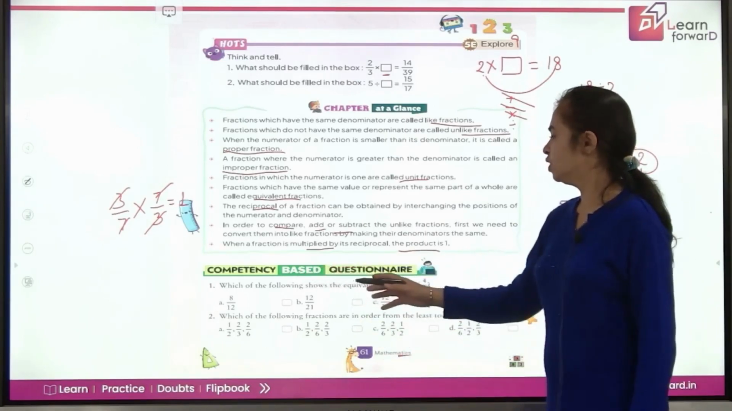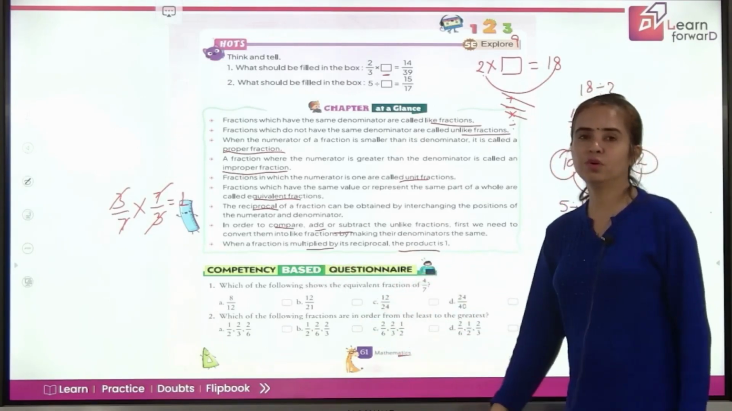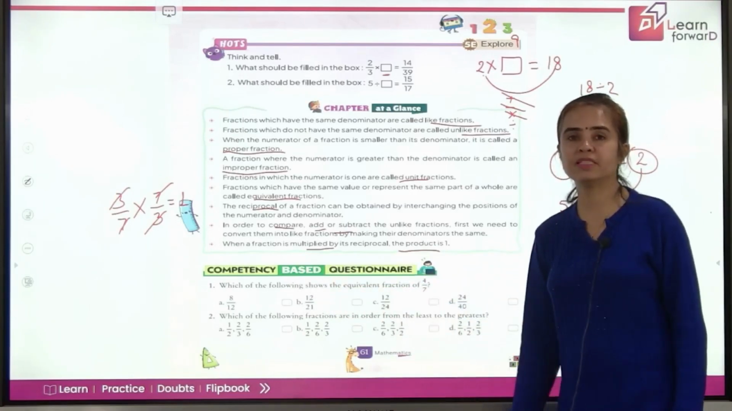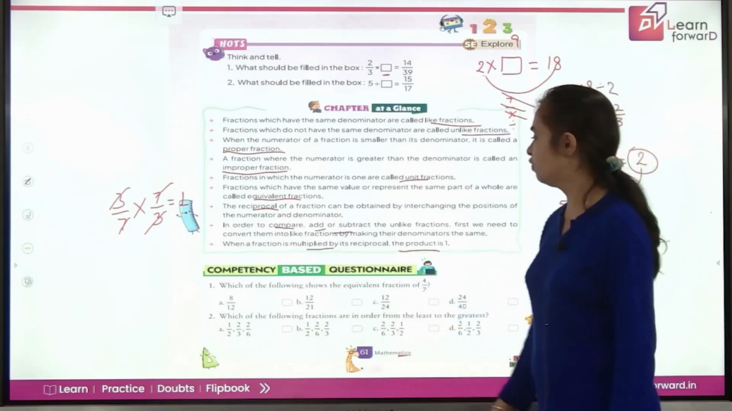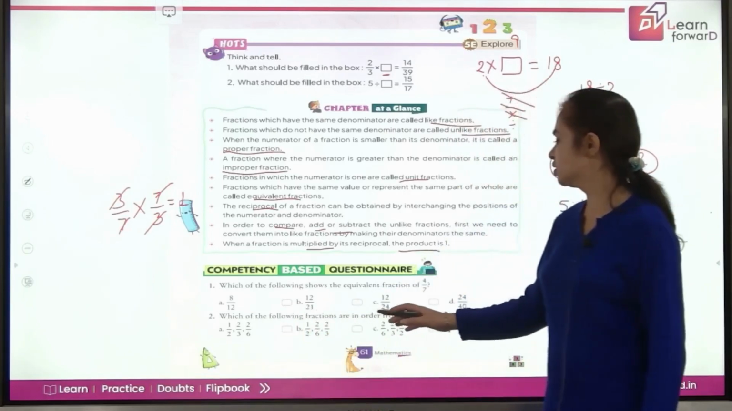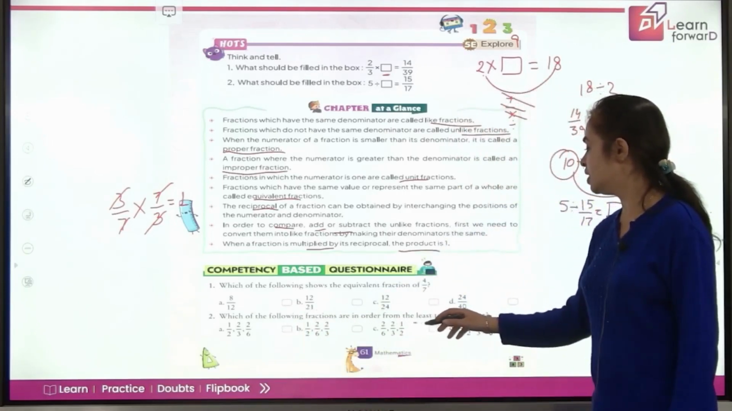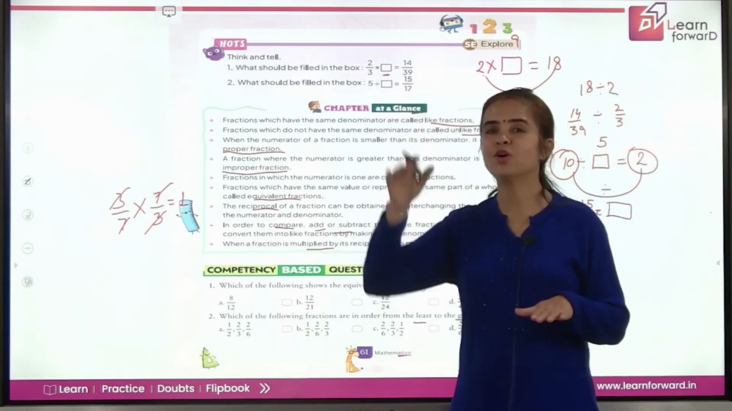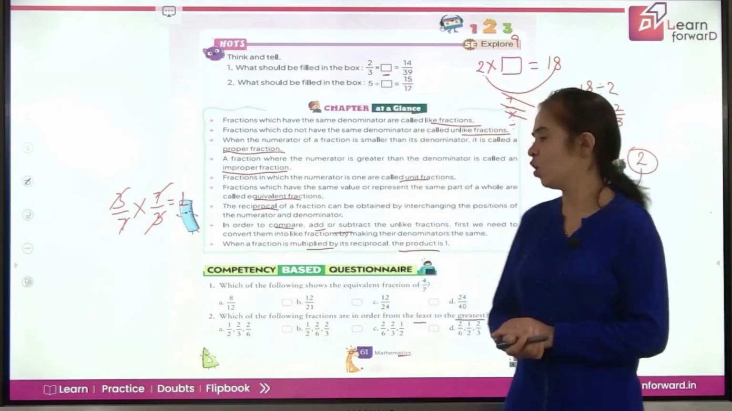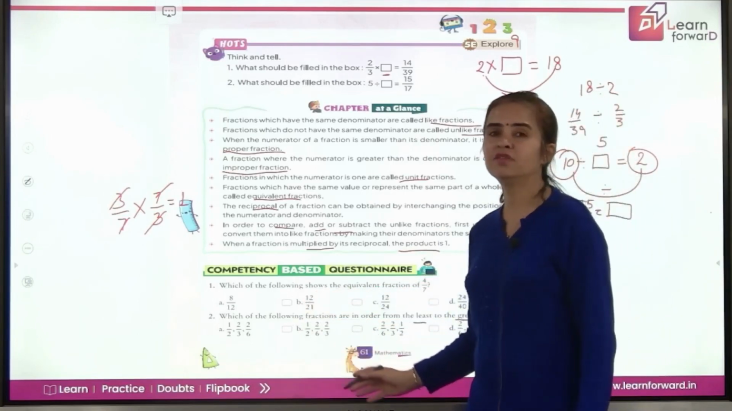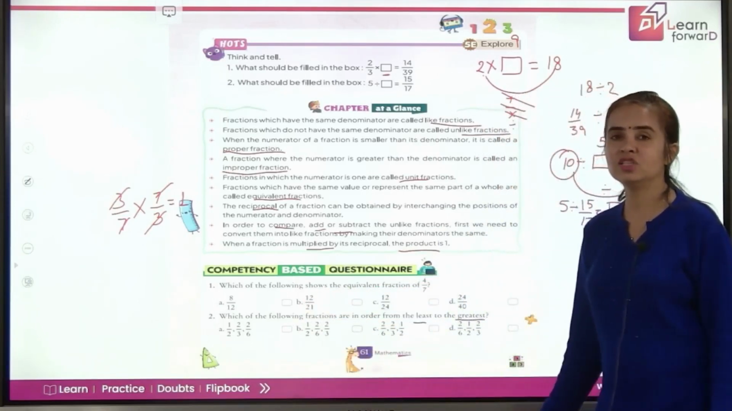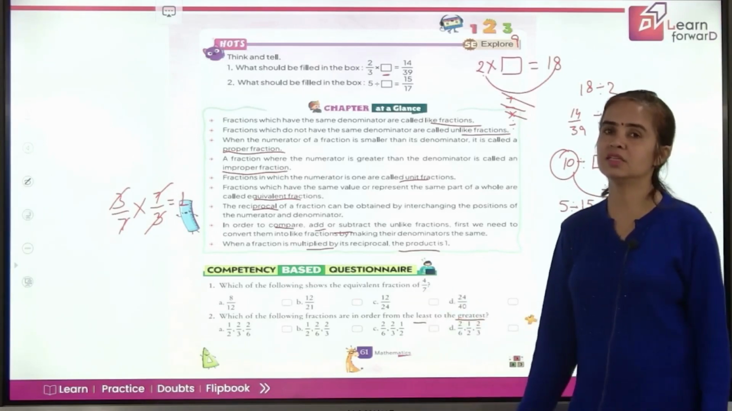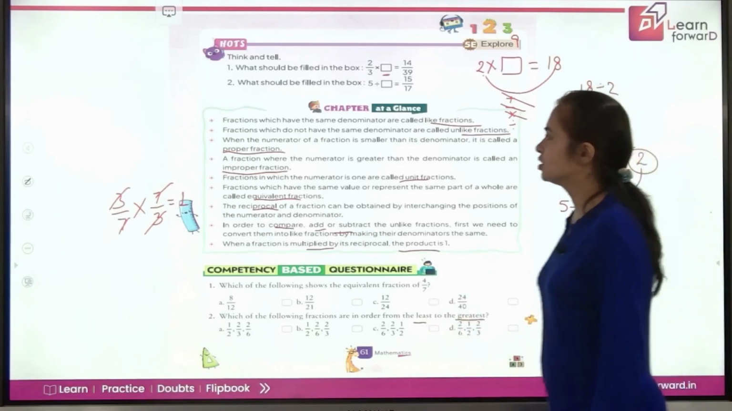Which of the following shows the equivalent fraction of 4 by 7? So find out which of these give you the simplest form as 4 by 7, and that is the equivalent fraction. Which of the following fractions are in order from least to the greatest? That means from smallest to the greatest. Which order is it? Ascending order. So just find out these fractions are arranged in that order or not. So the one which is arranged in ascending order is your correct answer.